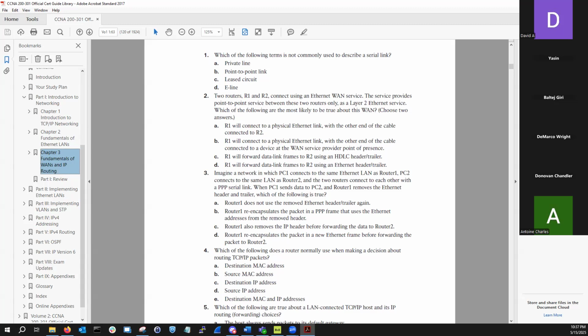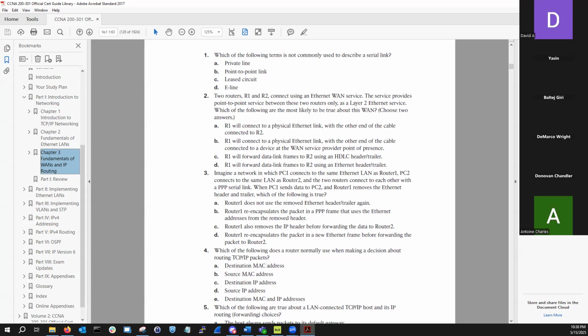Router 1 does not use the removed header and trailer again. That is correct. Router 1 receives the packet from the PC, which has the MAC address. I know the MAC addresses get removed and rebuilt at every single hop. Yep, you're right. So MAC address.